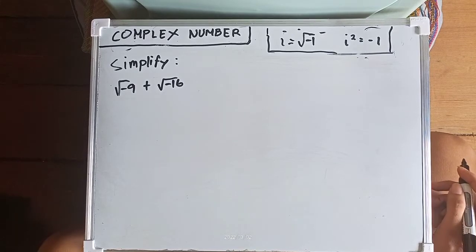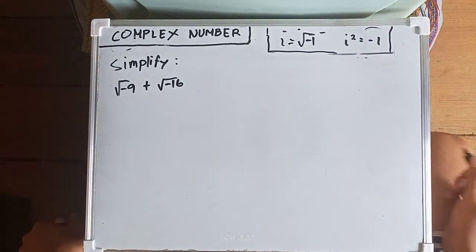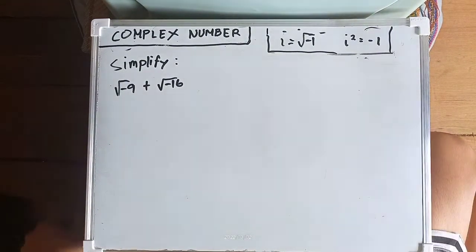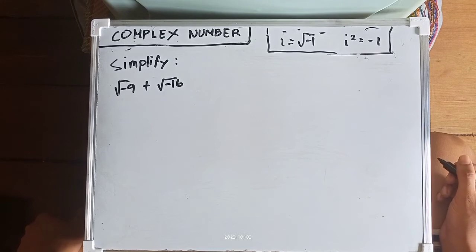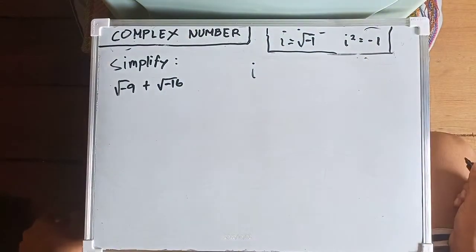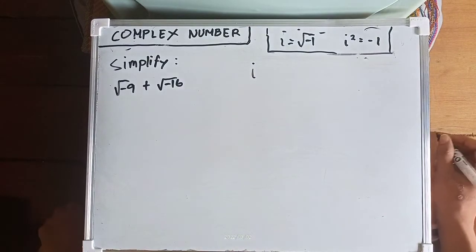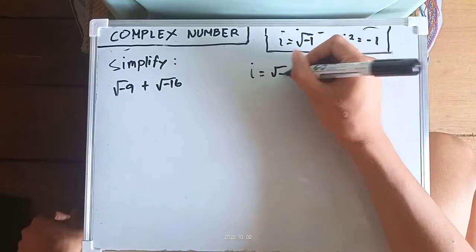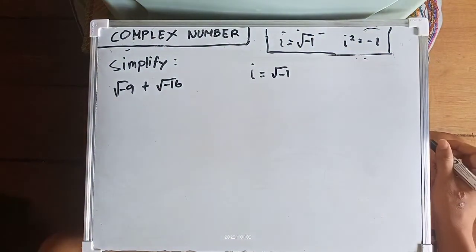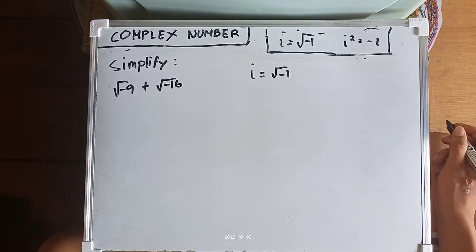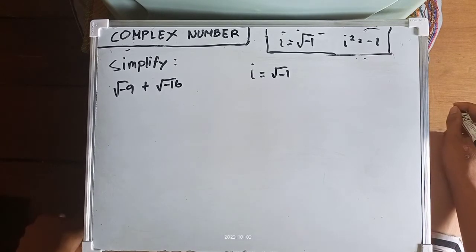To solve complex numbers, we know that a complex number has an imaginary number. Our imaginary number has the symbol i. i means imaginary number, and the value of i is the square root of negative 1. So we must remember this: the value of i is the square root of negative 1.